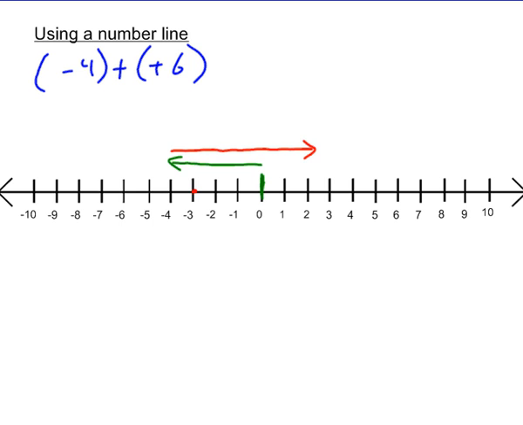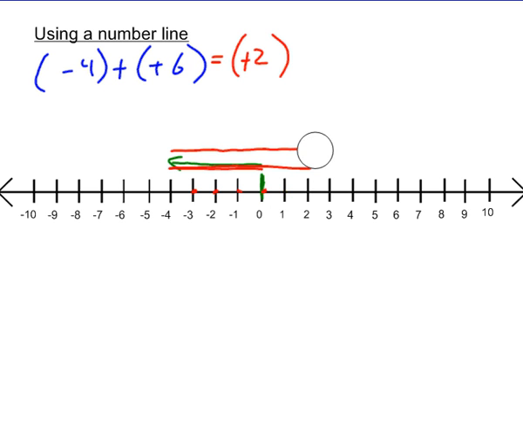Making sure we got that. 1, 2, 3, 4, 5, 6. Okay, so that does work out. So negative 4 took us way back here. Then we went up 6, which took us way up here, and our answer is positive 2.